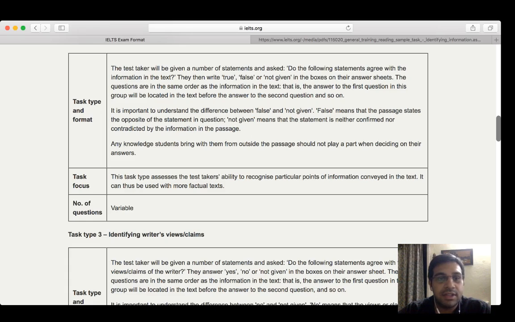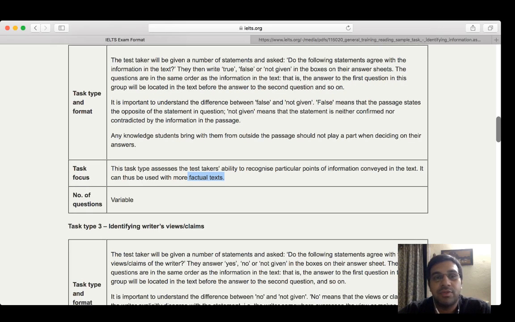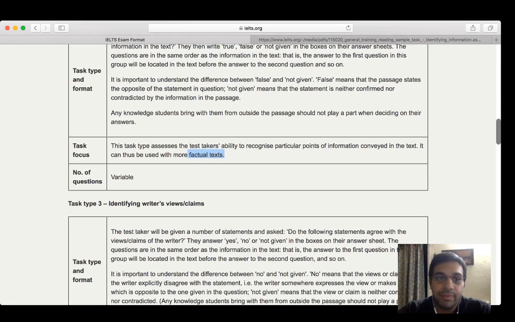So you wouldn't have to decipher what the author is trying to say. You can also read this in the description of the task focus given on this website. It says this task type assesses the test taker's ability to recognize particular points of information conveyed in the text. It can thus be used for more factual texts. So these true, false, not given questions would be majorly when the text is more factual, usually an article about something, maybe about a railway station or a train going to some other place, or maybe a marathon which is happening, something which is actually factual.